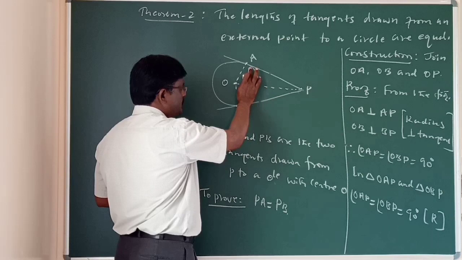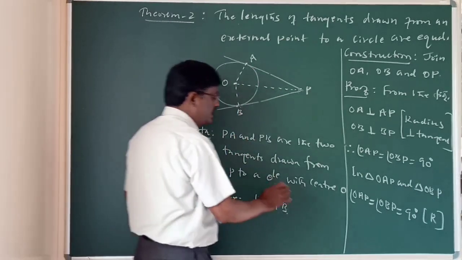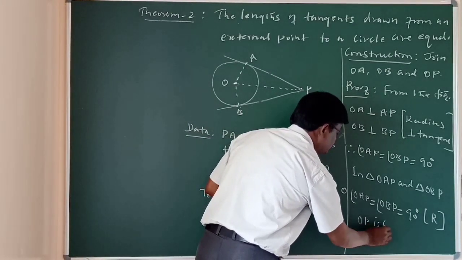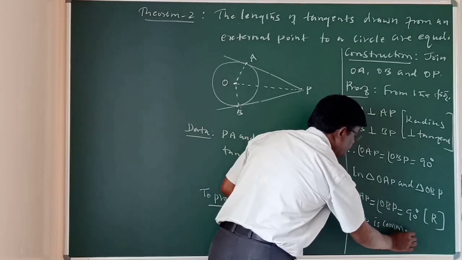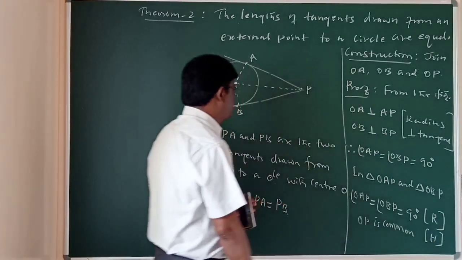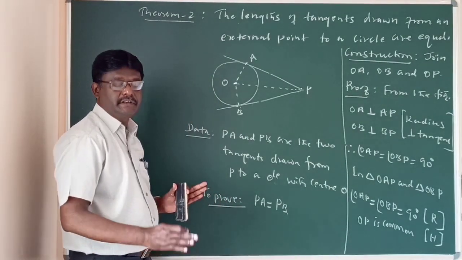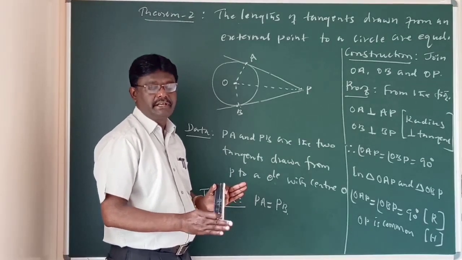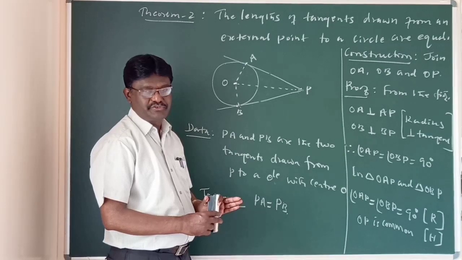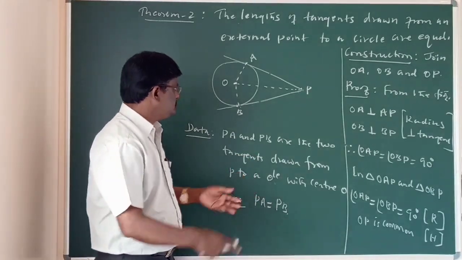Therefore, which is the hypotenuse for this? OP. Hypotenuse for this triangle? OP. Hence, OP is common. OP is common. What is this? Nothing but the factor H. Okay. We need just one more side. In case of two right triangles, in order to prove them as congruent, we need what? RHS postulate. We got R, H. We need just S factor.